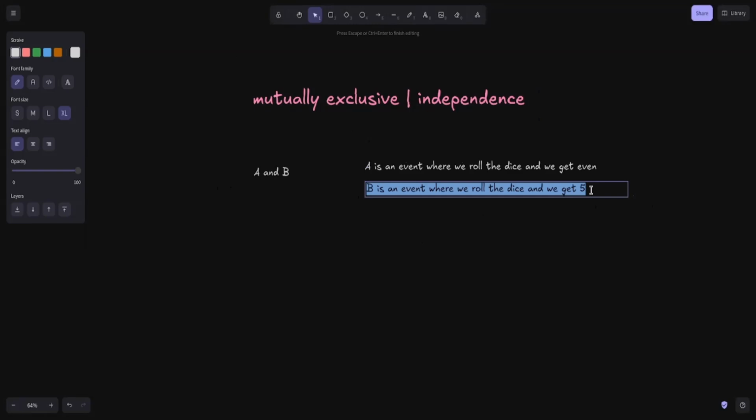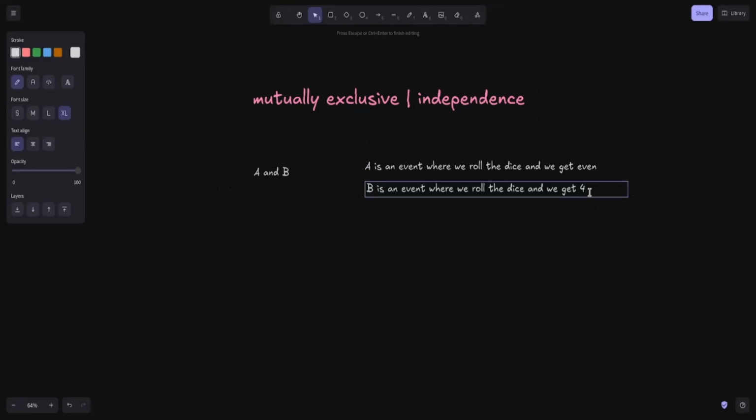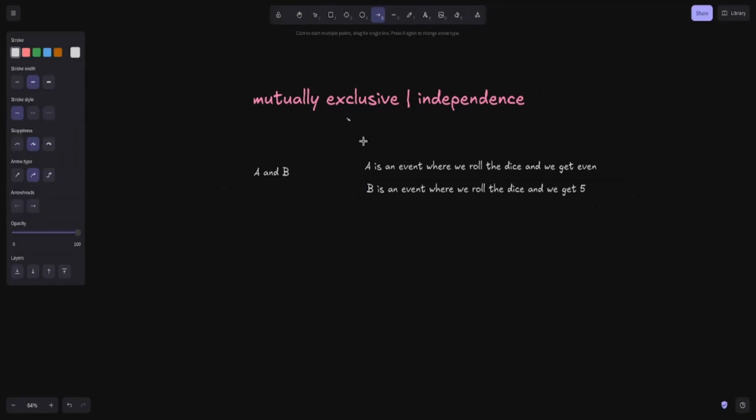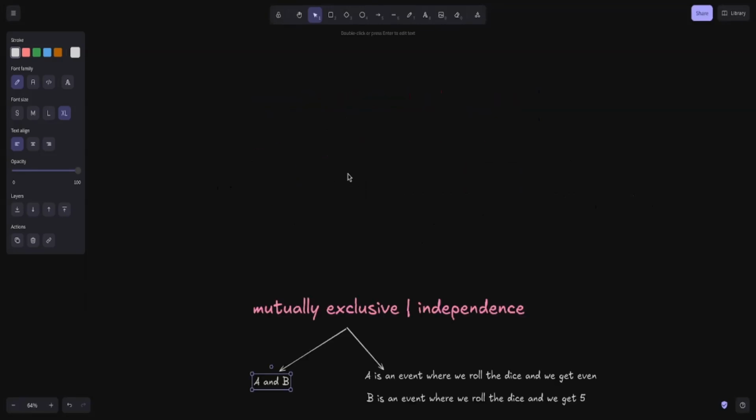For example, if I said 4, so if we got 4, then that is not mutually exclusive. There can be a moment where we get an even number as well as 4 at the same time. So here if it is 5, it is mutually exclusive. Okay. And what do you mean by independence?